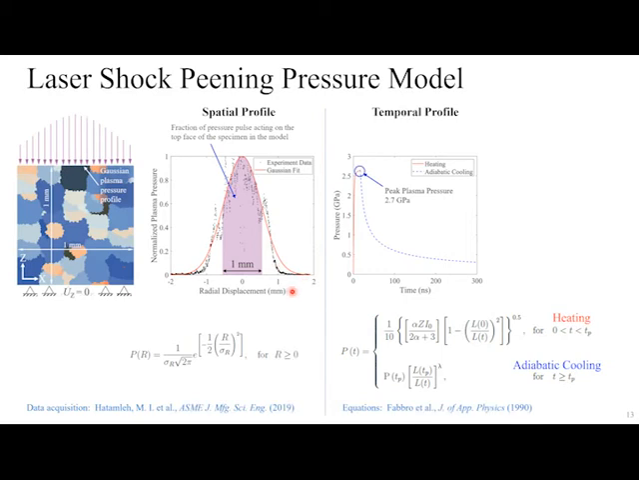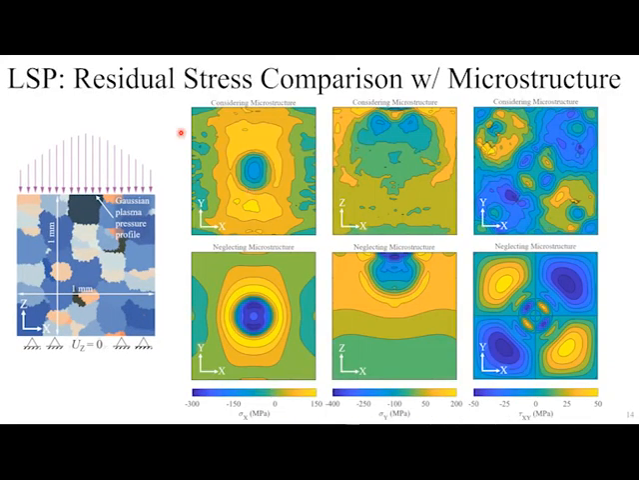So it's a two-dimensional Gaussian pressure pulse. So when we apply that to our cube that has the grain structure in, it's very interesting when you see the results.